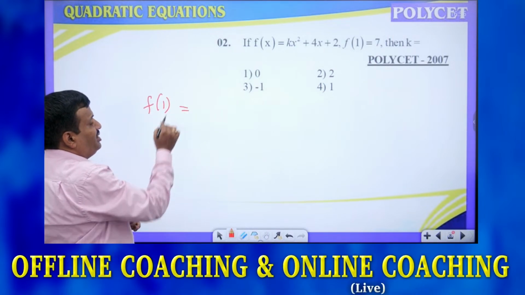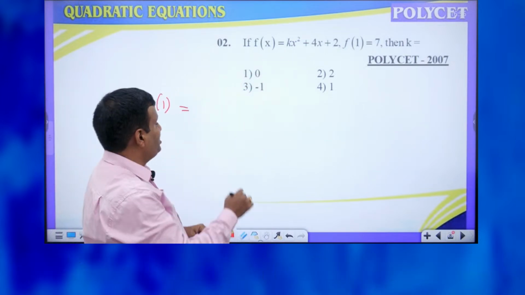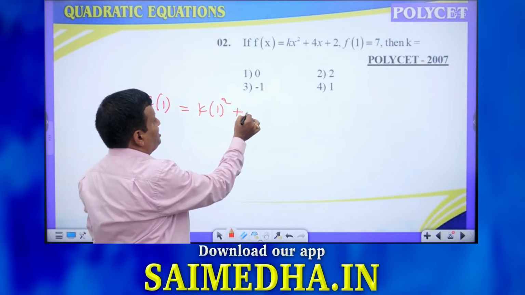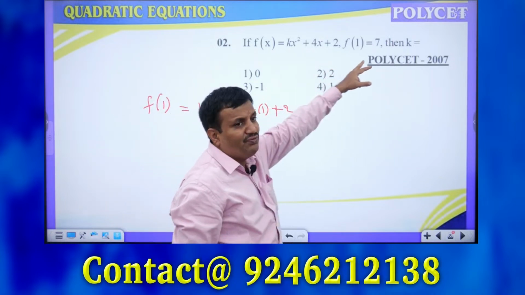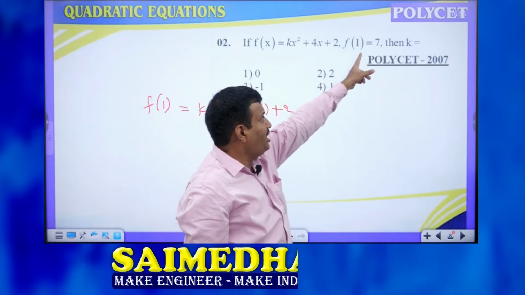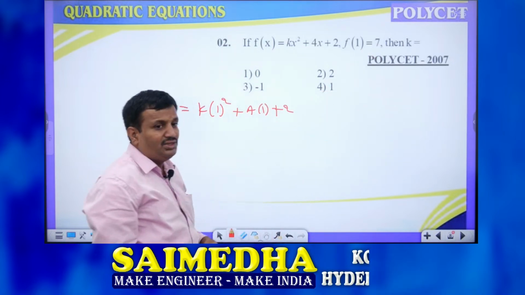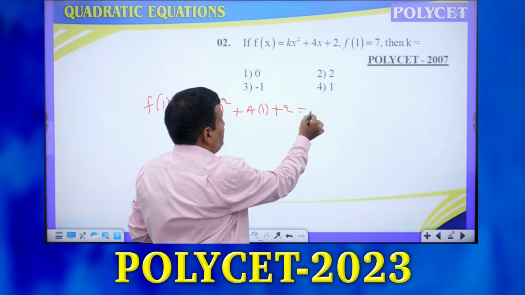F of 1 అంటే x బదులు మనం ఏం చేయాలి? ఇక్కడ x బదులు 1 పెట్టాలి. 1 సబ్స్టిట్యూషన్ చేయండి. k into 1 square plus 4 into 1 plus 2. If you put x value is 1, అంటే ఇక్కడ రైట్ హ్యాండ్ సైడ్ 0 అయితే 0 అని చెప్తాము. In this case 1 is not the 0. What is the f of 1 here? K into 1 square plus 4 into 1 plus 2. It is given 7.